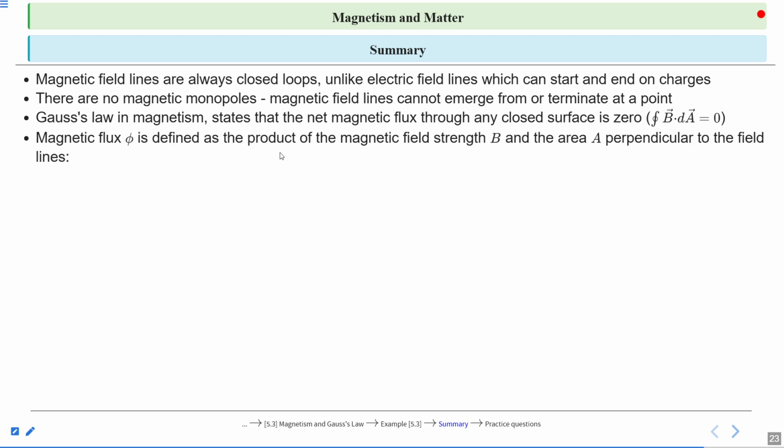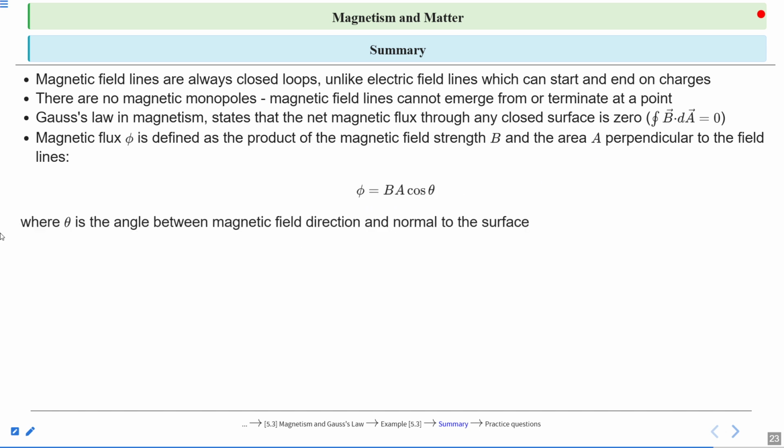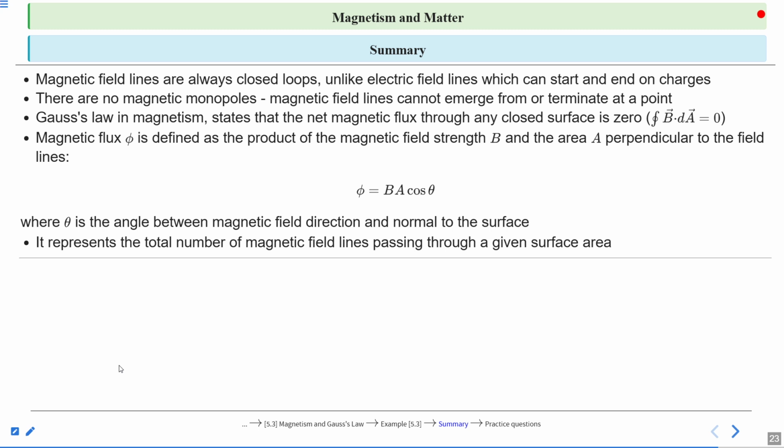Magnetic flux phi is defined as the product of magnetic field strength B and the area A perpendicular to the field lines. That is, phi equals BA cos theta, where theta is the angle between the magnetic field direction and the normal to the surface. It represents the total magnetic field lines passing normally through a given surface area.